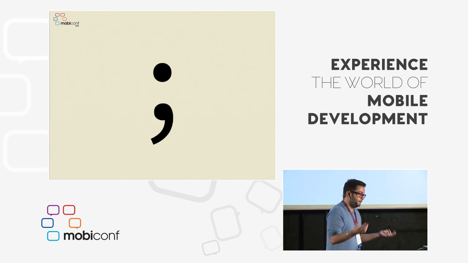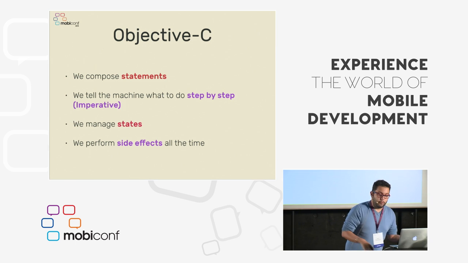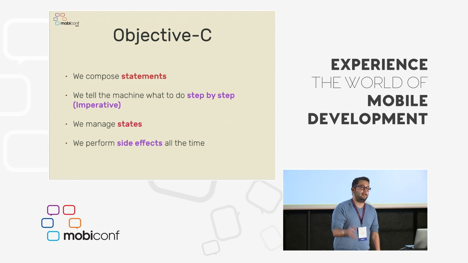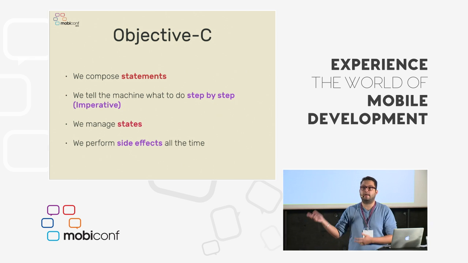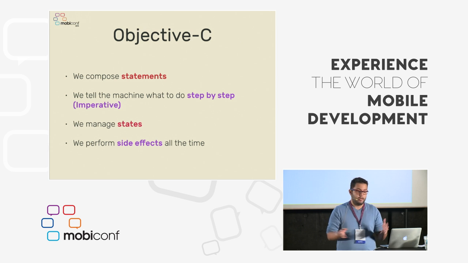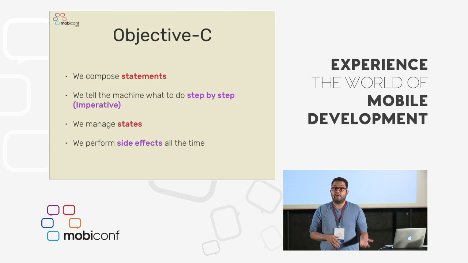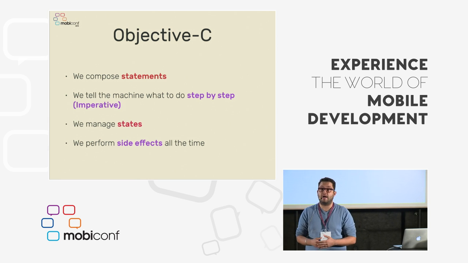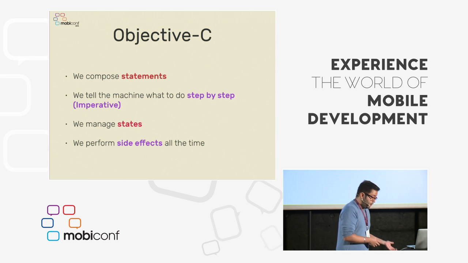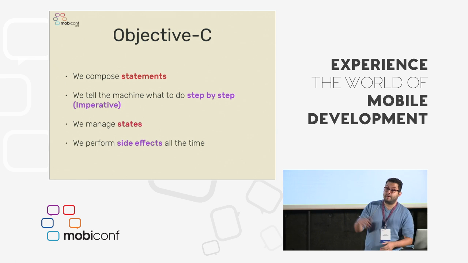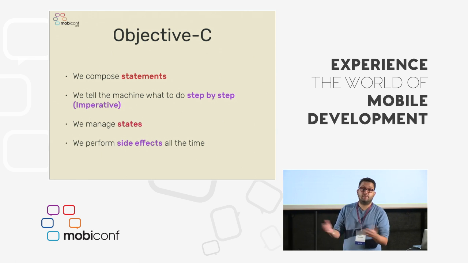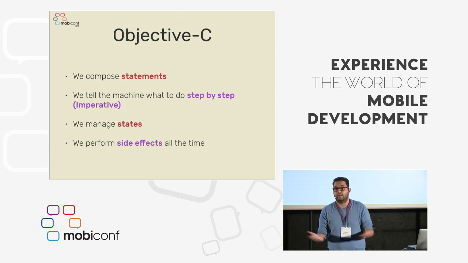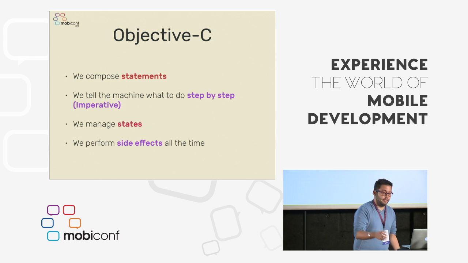We compose statements. We say to the machine that it has to do this, then that, and then we have some if, else, while, for. That's composition in an imperative way. And then we have to manage state, which is sometimes very hard to achieve. And we perform side effects all the time. We have methods that take nothing and return nothing, which in mathematics doesn't have any meaning, because nothing is just nothing.